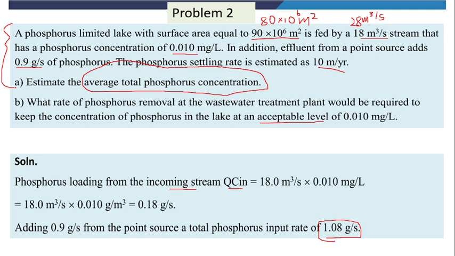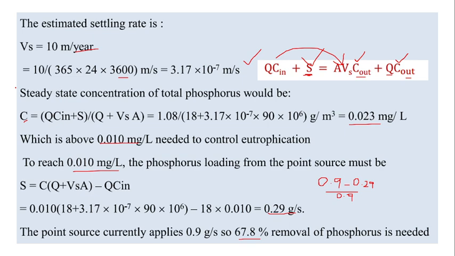Just the same question. You need to use the mass balance equation, which is QC in, the inlet, and S, the outlet or AVS C out plus QC out. Now you have to find the C out. So you have to rearrange the equation, and by rearranging it, you will obtain the concentration in the outlet.